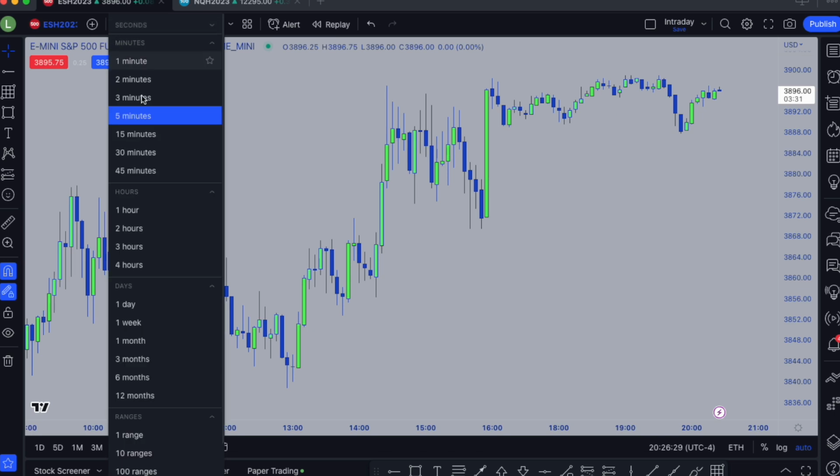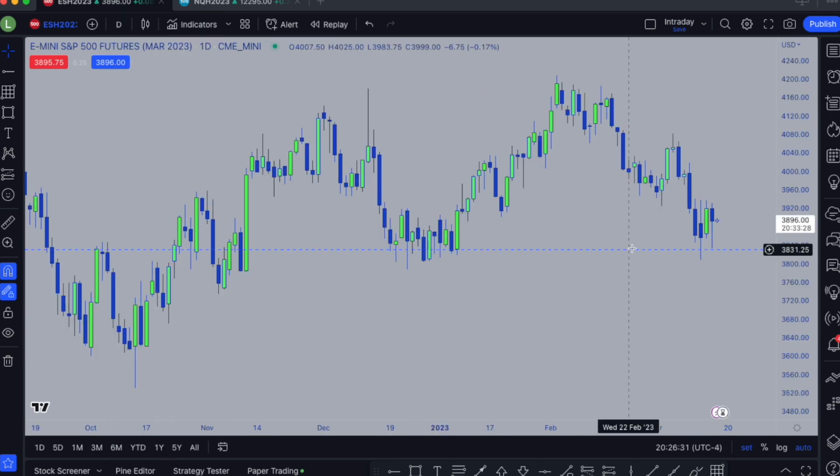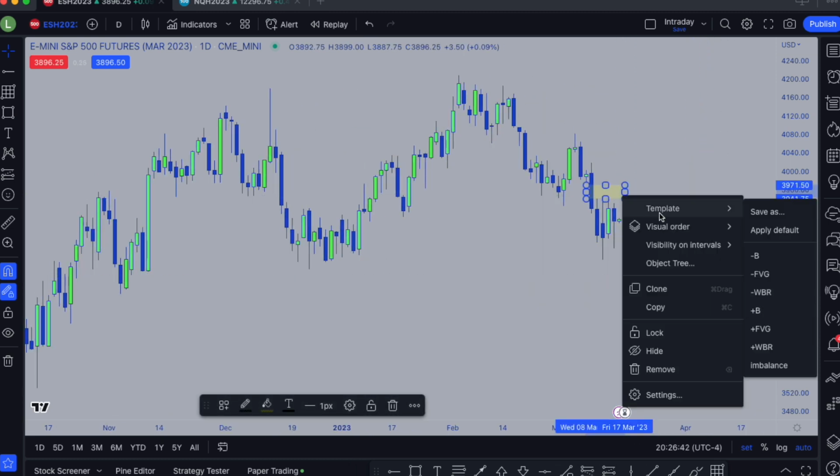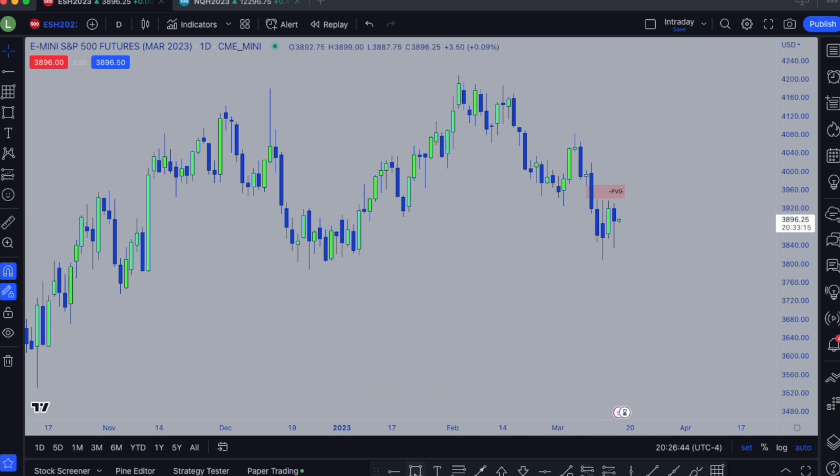So the first thing that I do every single day is clear all of my drawings, and then I go to the daily. I obviously mark off high time frame liquidity. Where is price likely to go? What do I think is likely to happen based off of where liquidity is? And I pretty much go from there. I work my way from the top down.